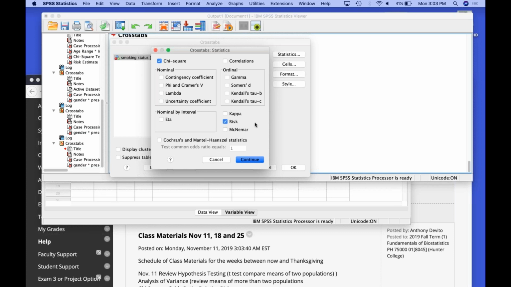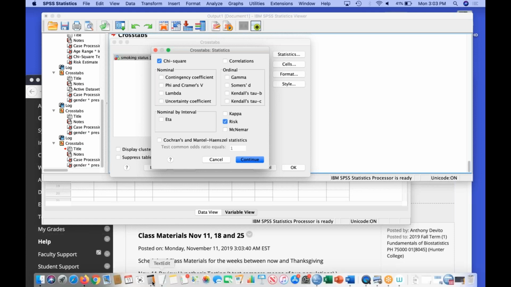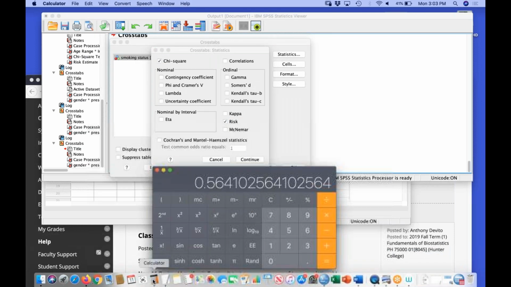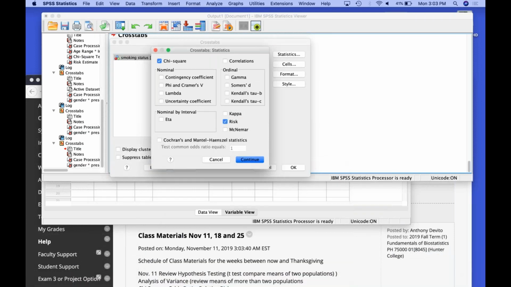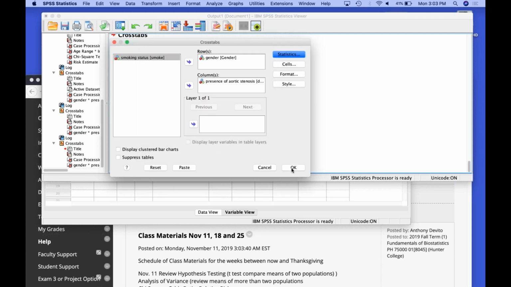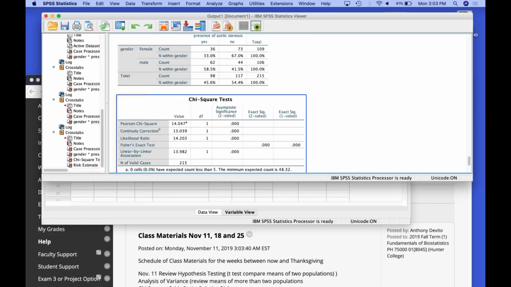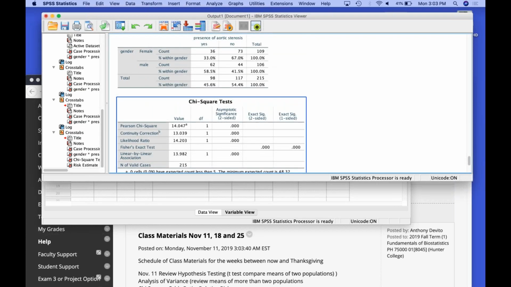Now, we already know the relative risk is going to be 0.33 divided by 0.85. But did I say what that was? Did I calculate that? Yeah, 0.56. Okay. So I already know what the relative risk is, but I didn't calculate the odds ratio because the odds ratio would be slightly different number based on the cells. Okay. So I'm going to calculate chi-square and I'm going to calculate the risk. I'm going to click continue and click OK. So SPSS does these calculations for me.